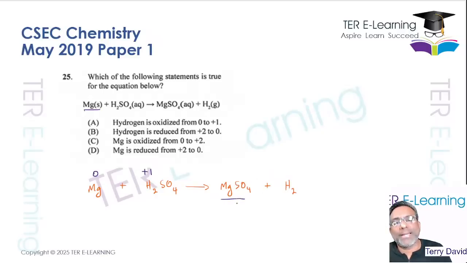Now let's see what's happening to the magnesium. When you form magnesium sulfate, we end up with Mg2+, so the oxidation number is going to be +2. And you're also going to form hydrogen, which is in its standard state, so the oxidation number is 0. So those are the oxidation numbers for the magnesium and hydrogen. In terms of the answers, we're going to say that magnesium is oxidized from 0 to +2. So magnesium is 0, and it's changing to +2. So therefore, C is going to be the answer.